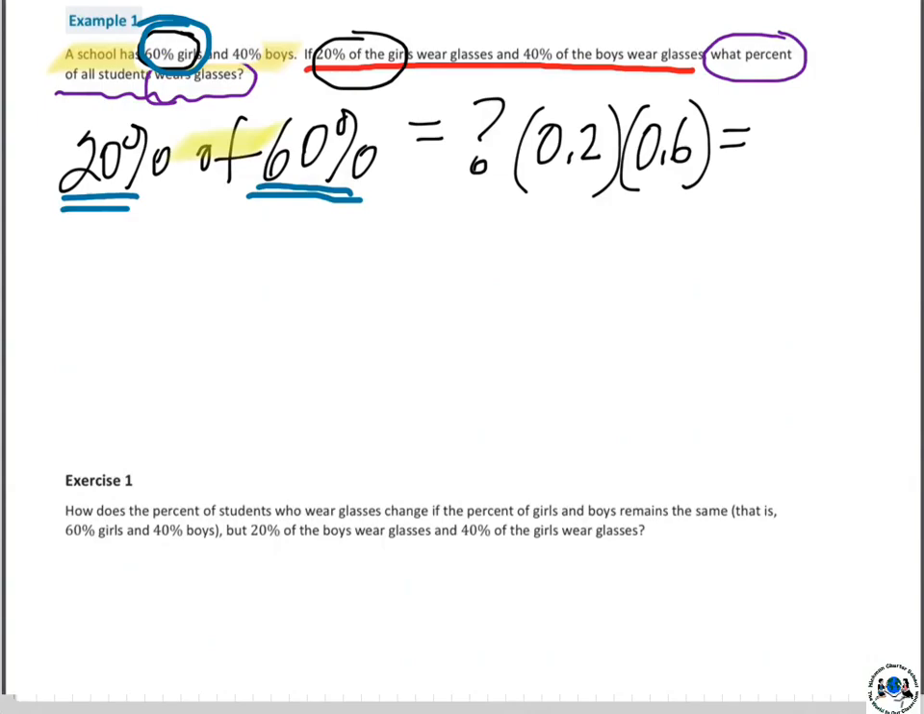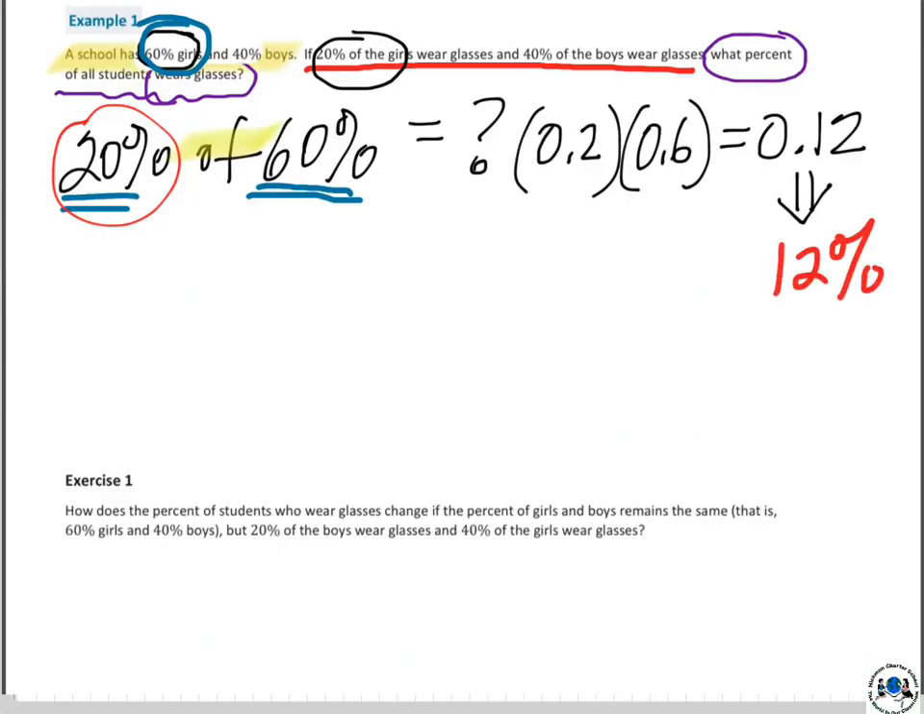And that of would then assume multiplication. Okay? So what I've done, and we've been doing this quite a bit, and no surprise, I'm sure, I've just changed our 20% to be 0.2. Working with decimals is much easier, and then our 60% as 0.6. Do my very simple multiplication, and I come up with 0.12, or also known as 12%. Okay, so what percent of all students wear glasses? We are getting there. We have our first half of it done, because now we know what 20% of 60% is.